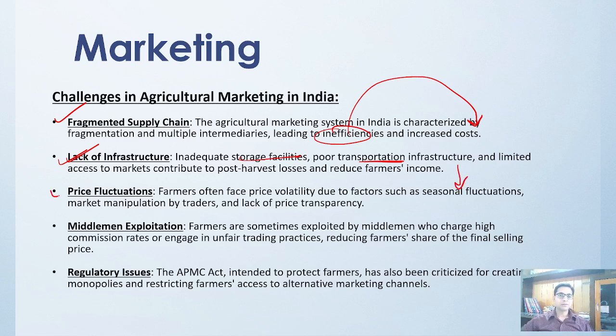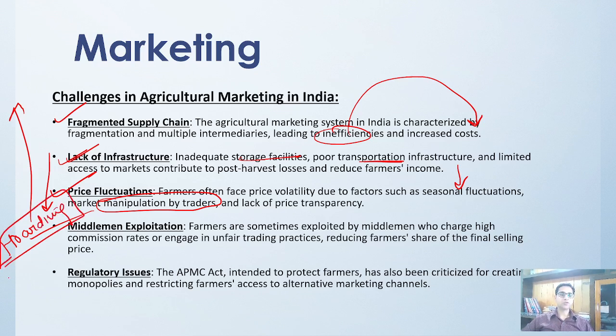There are sudden price rises and sudden price drops. There can be seasonal fluctuation. There can be manipulation by the traders. Sometimes they hold stock. Hoarding is done by the traders in order to create an artificial shortage of the goods.